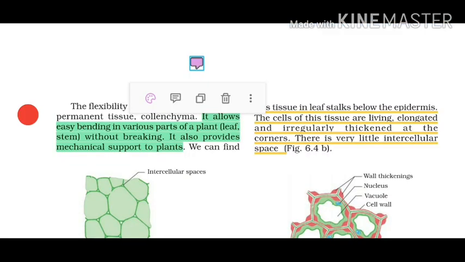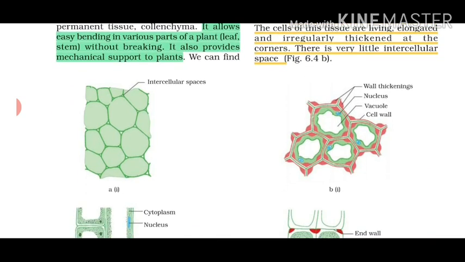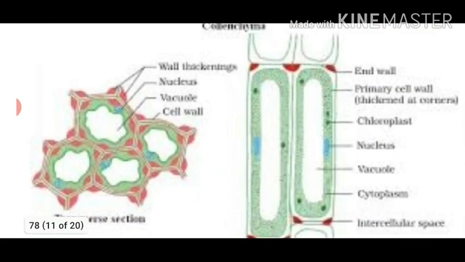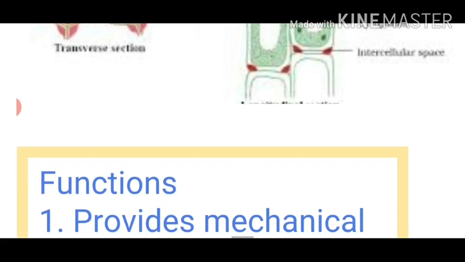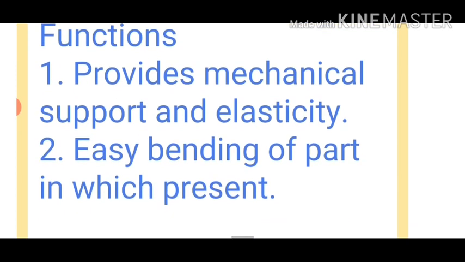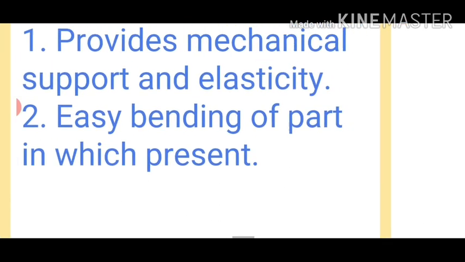So, the cells of this tissue are living, elongated, and irregularly thickened at the corners. Therefore, there is very little intercellular space between the cells in collenchyma tissue. This is a longitudinal section of collenchyma and transverse section, as you can see in the figure: wall thickenings, nucleus, vacuole, cell wall. And what is its function? It provides mechanical support and elasticity. It helps in easy bending of the part in which it is present without breaking.